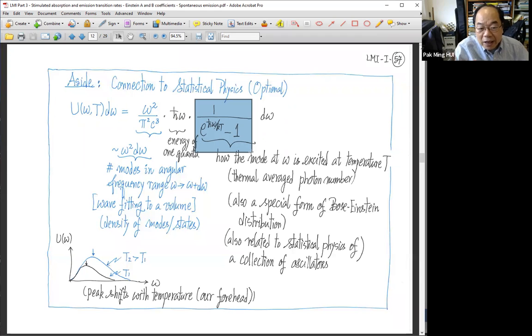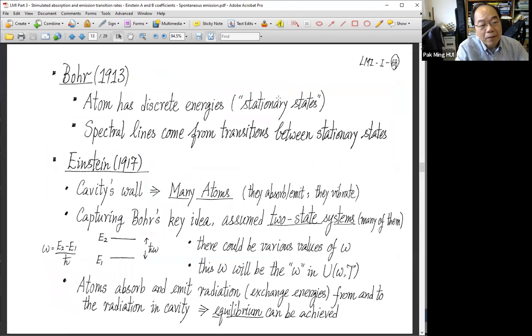So this is, at a certain temperature, how much this particular mode is excited. Now, don't worry about it. You will learn it in the thermal and statistics course. This is optional. But as we are looking at the formula, why not mention some physics about it so that you can make a connection to your other course.